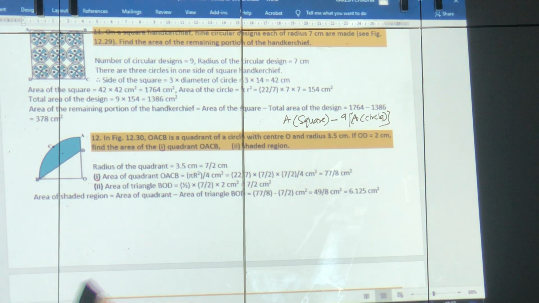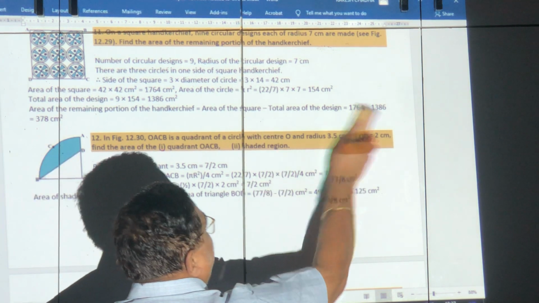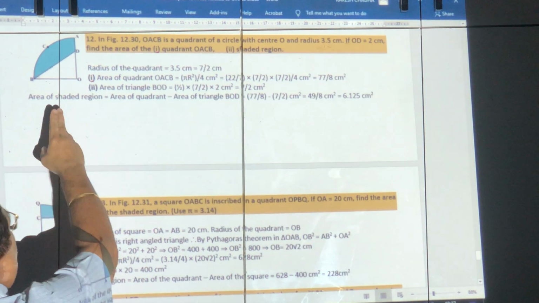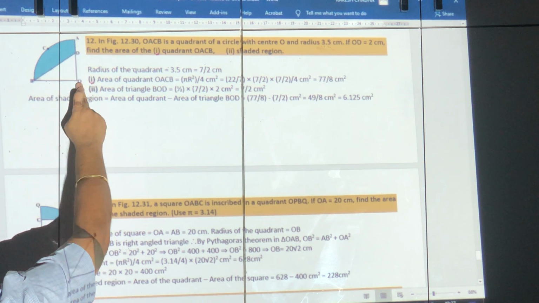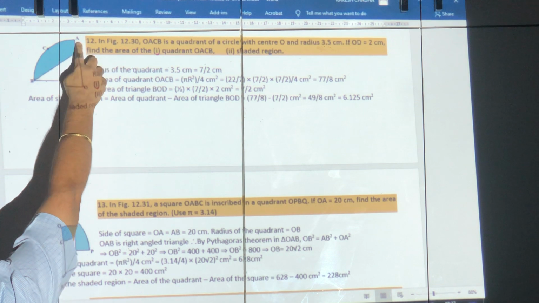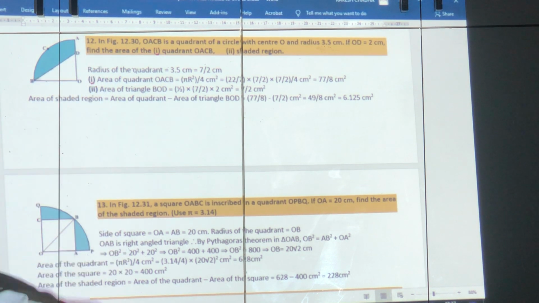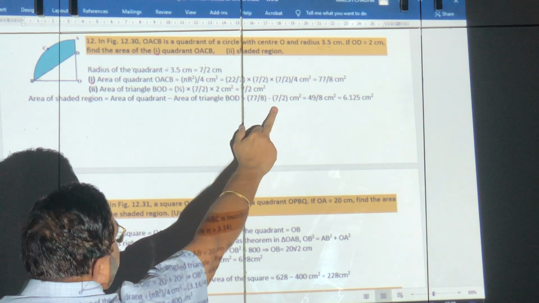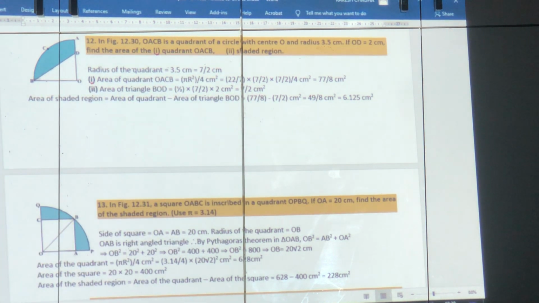Have a look here, my friends. Looks very simple, but this is where they tricked. How did they trick? Here you have to find the complete sector and minus the triangle. Remember, this is not touching there. It is not a segment. Be very careful. So, area of the quadrant, area of the triangle, and you subtract the two. Then you will get your 2 marks.